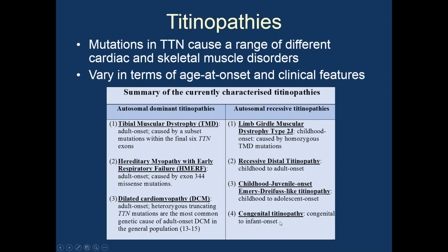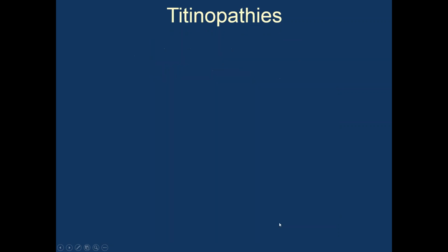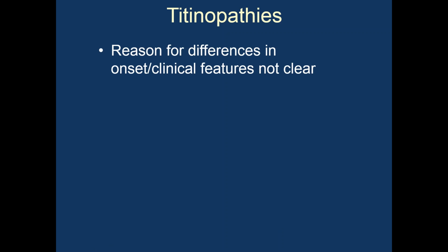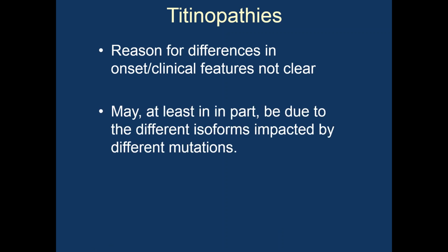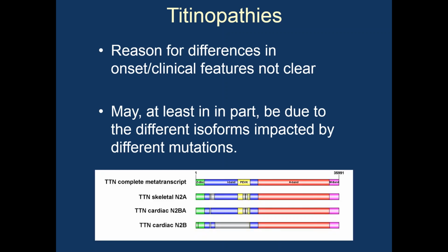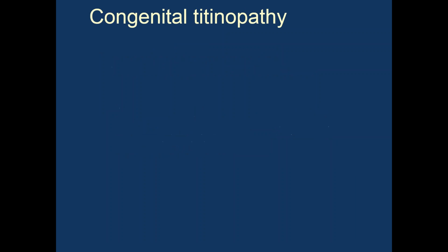to describe that subset of cases that have onset either during pregnancy or during the infant period, because I think those are actually a particular subset of this condition. The reason for the differences in clinical onset and features are really not clear, but we suspect that they may, at least in part, be due to different isoforms impacted by different mutations. So I think mutations that impact, so we'll talk about that a little bit later, but that's the same diagram that we discussed earlier.